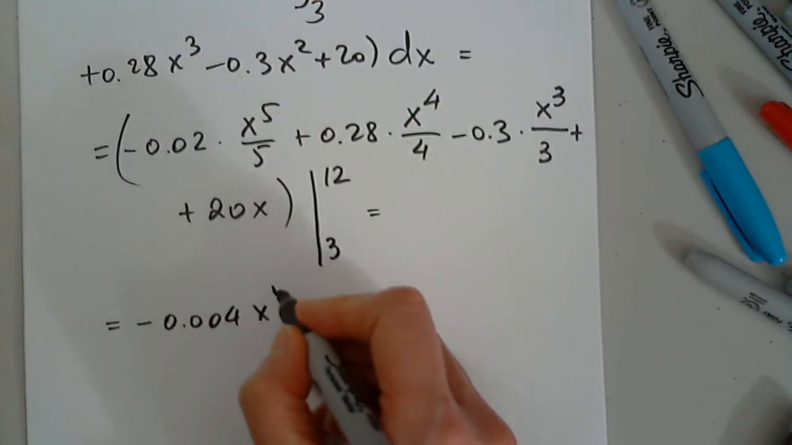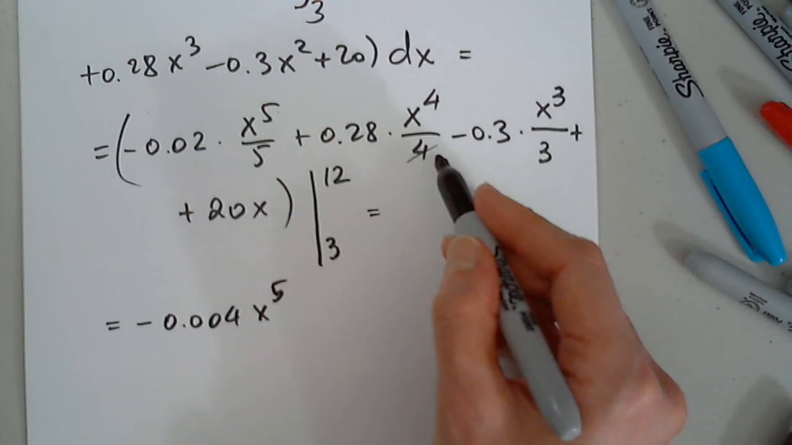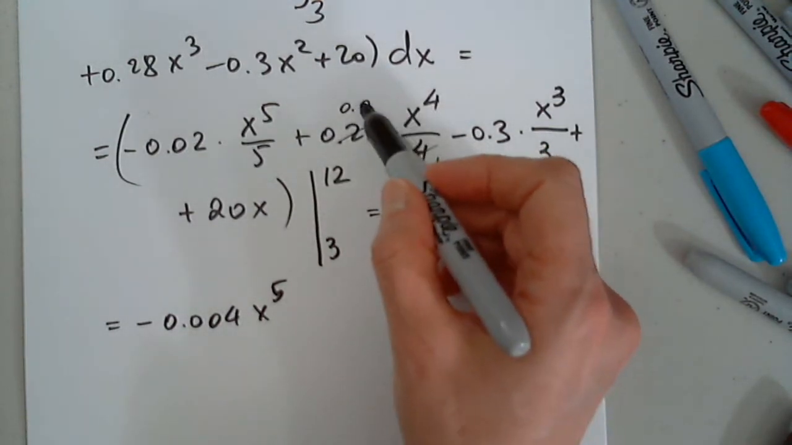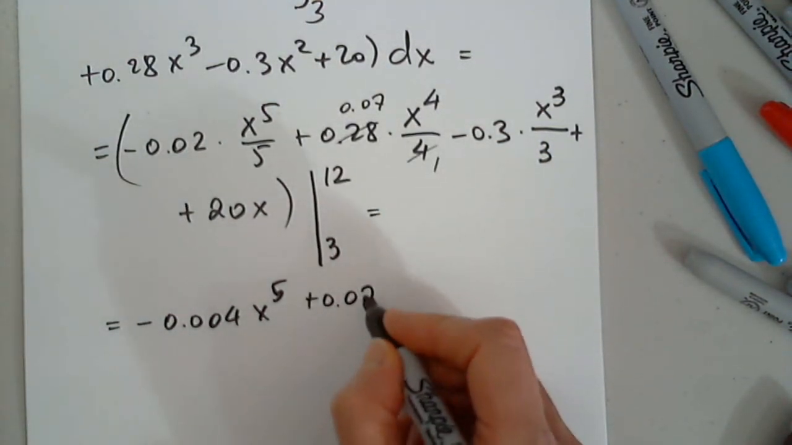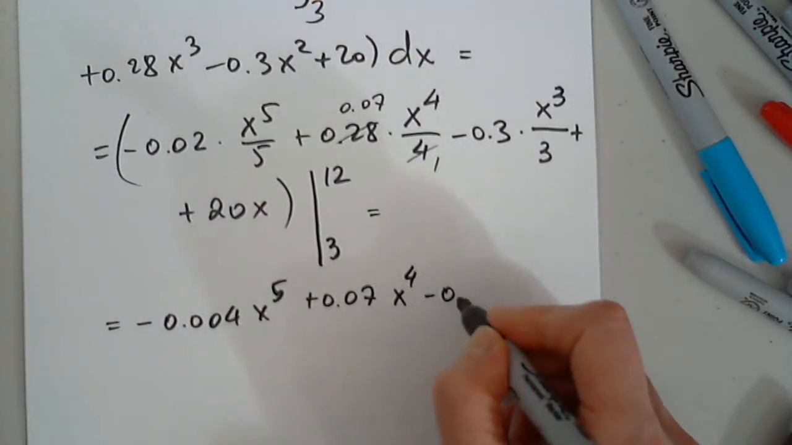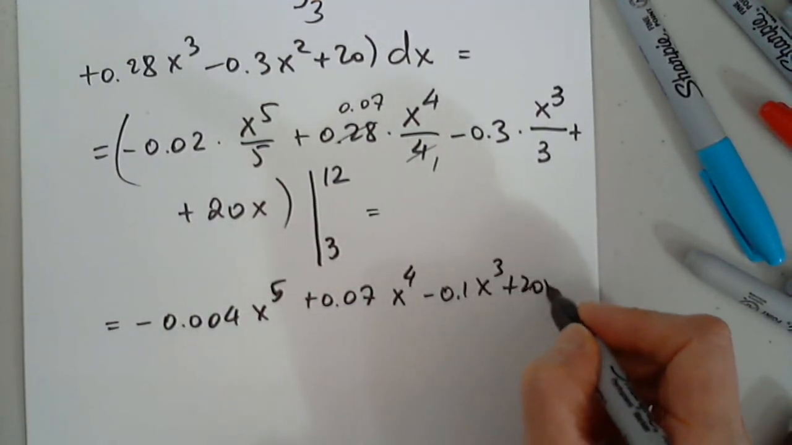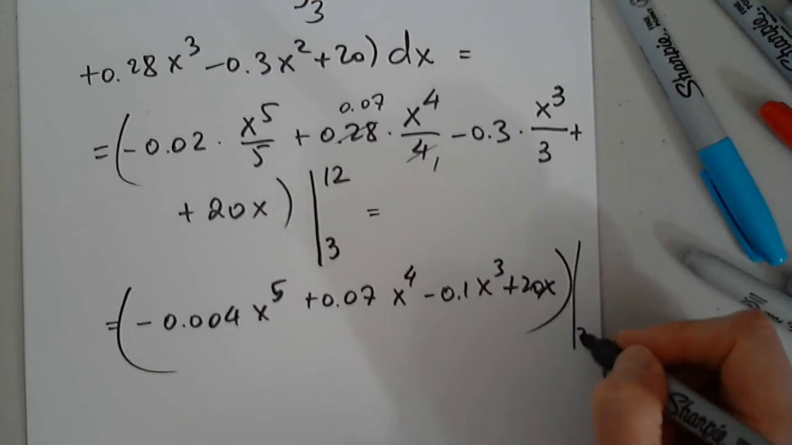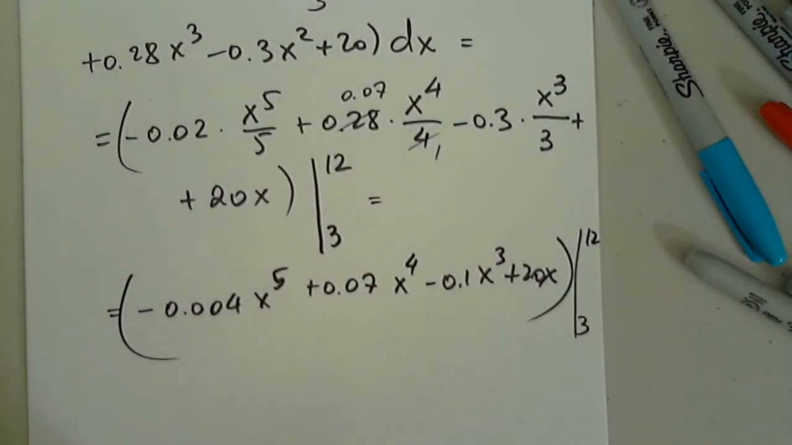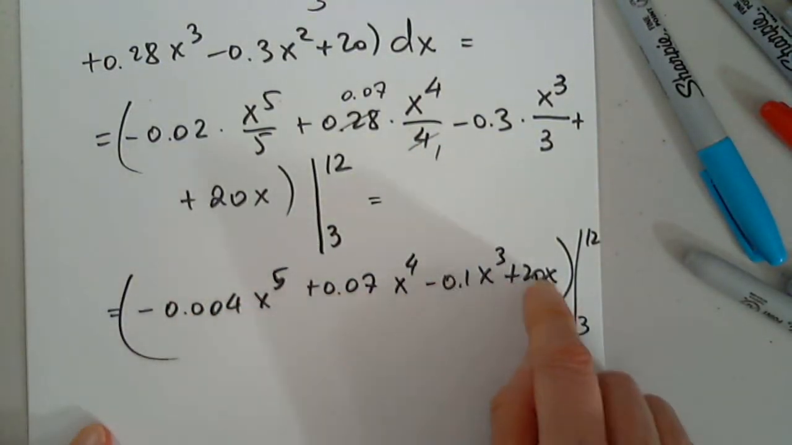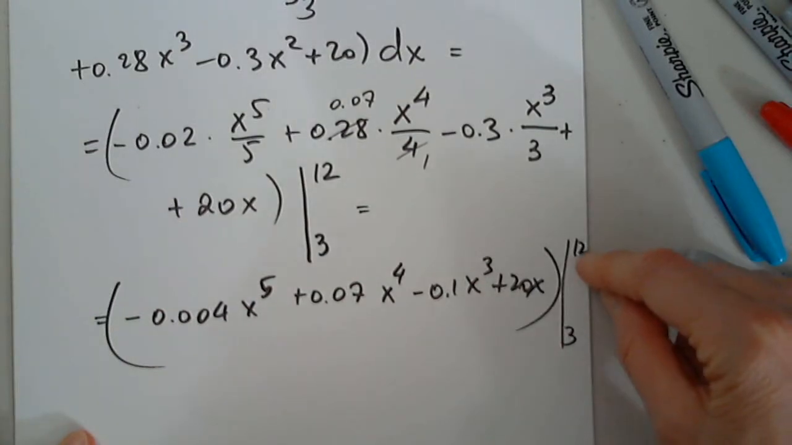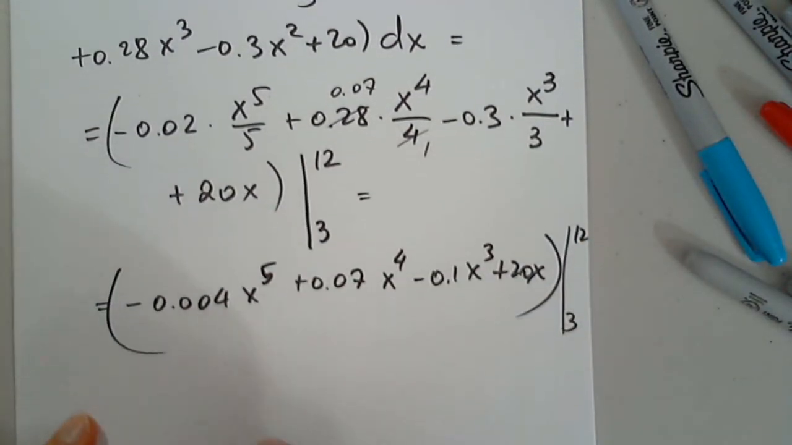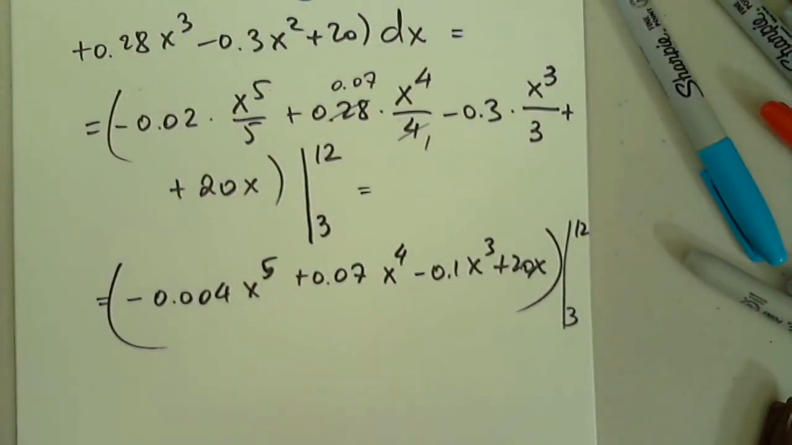So I'm going to divide. Negative 0.004 x to the fifth, plus 0.07 x to the fourth, minus 0.1 x cubed plus 20x, from 3 to 12. Check my numbers. I think I'm okay. And this I'm okay too. Yes. So I'm going to enter this function in the calculator, evaluate it at 12, evaluate it at 3, and subtract. What I get from the first one minus what I get for the second one.